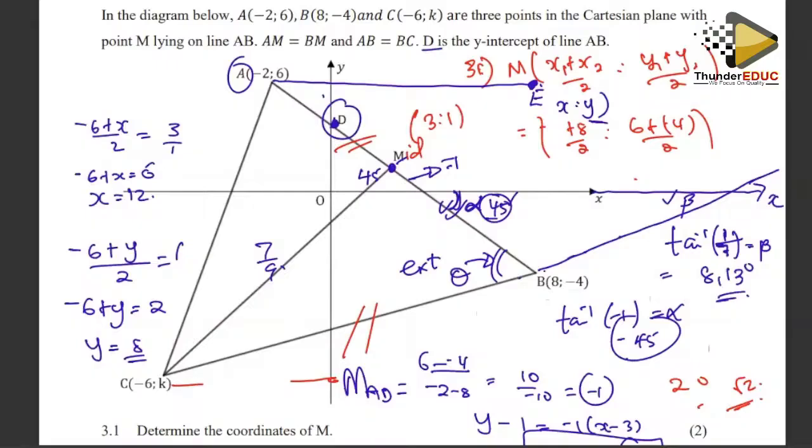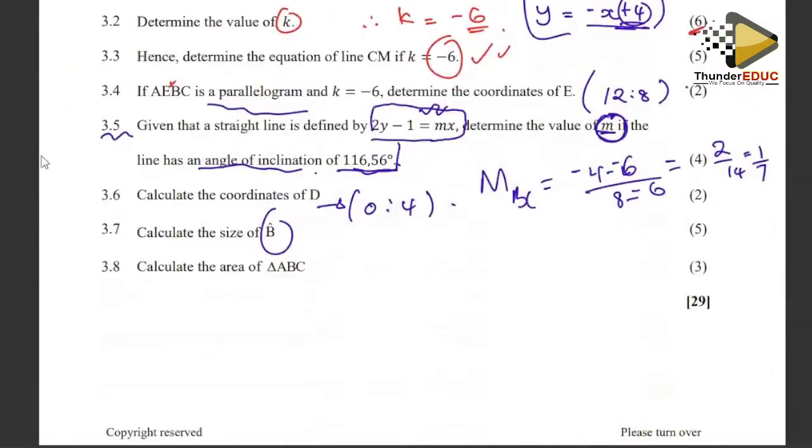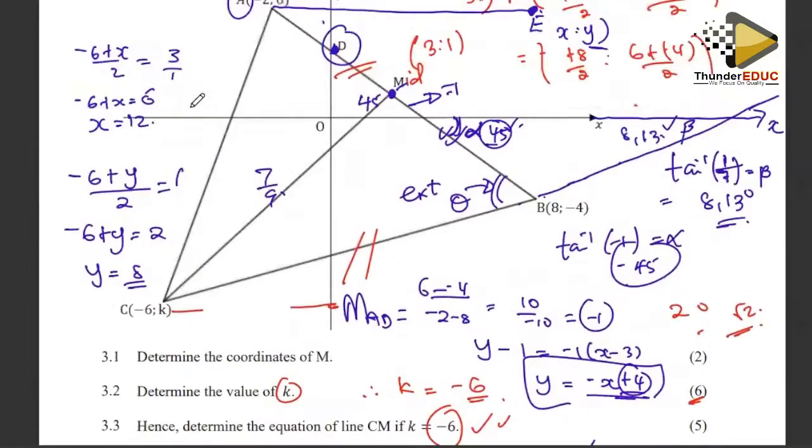Then if this is 8,13, meaning that I just need to plus these two and get my value of B. So 45 plus 8,13, that gives me 53,13 degrees. Okay, so guys, that is if I'm using the triangle part. But there are also other ways, okay? We shouldn't just focus on that.